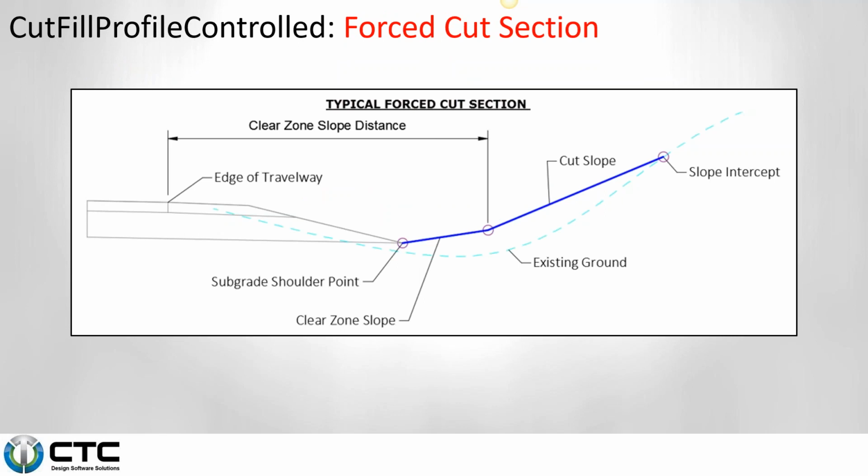And here is an example of a forced cut section. So again, it found out the clear zone slope distance from the edge of travelway. It calculated that. It said, hey, I'm above, but I did a forced cut. So it continued up until it found the slope intercept. At that point, it ended at the daylight surface. If we forced it to a cut section and it did not find a slope intercept, again, it would throw in a single link and it would throw an error saying that it couldn't find it.